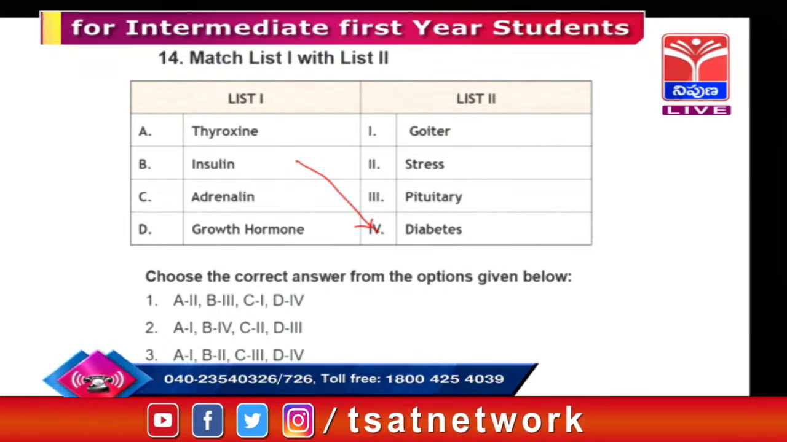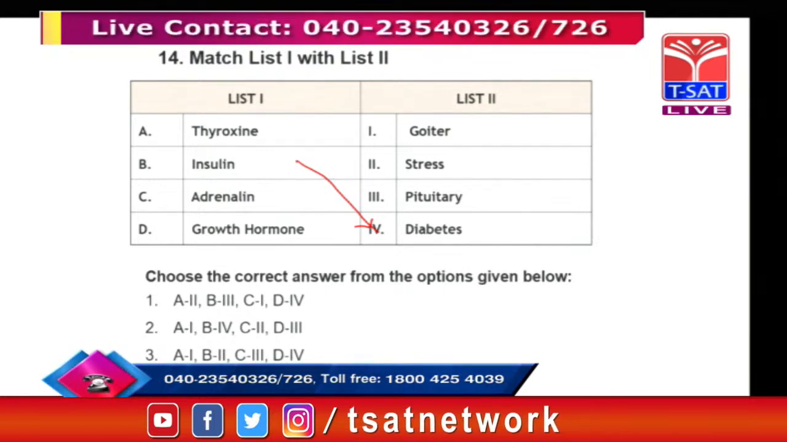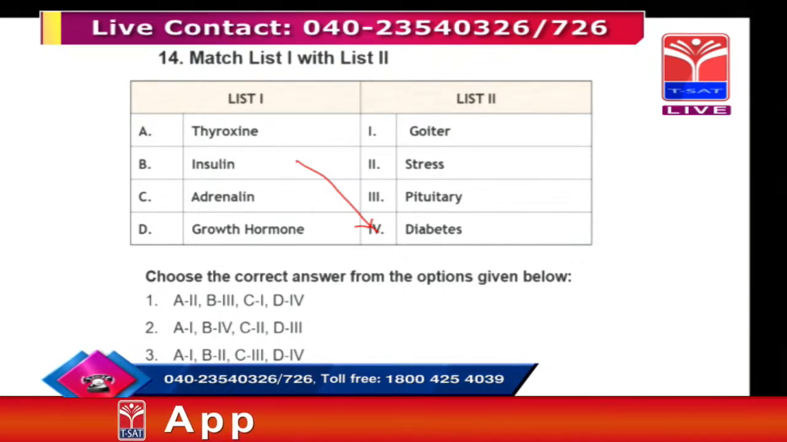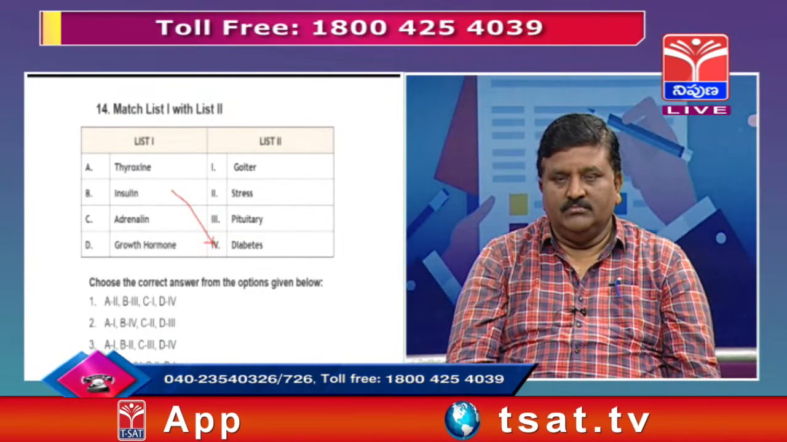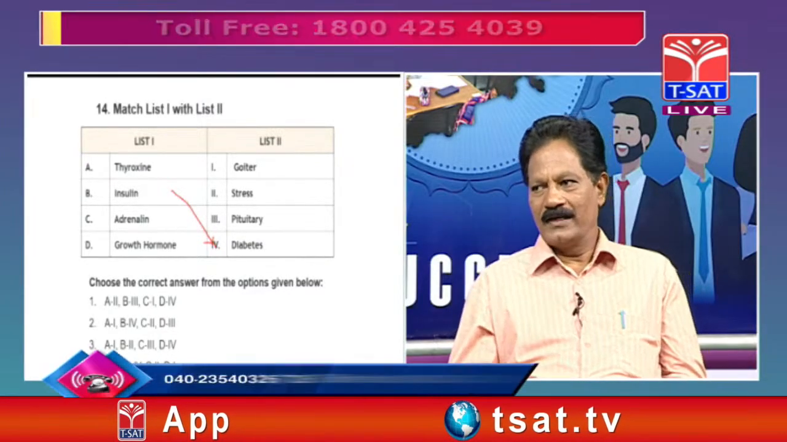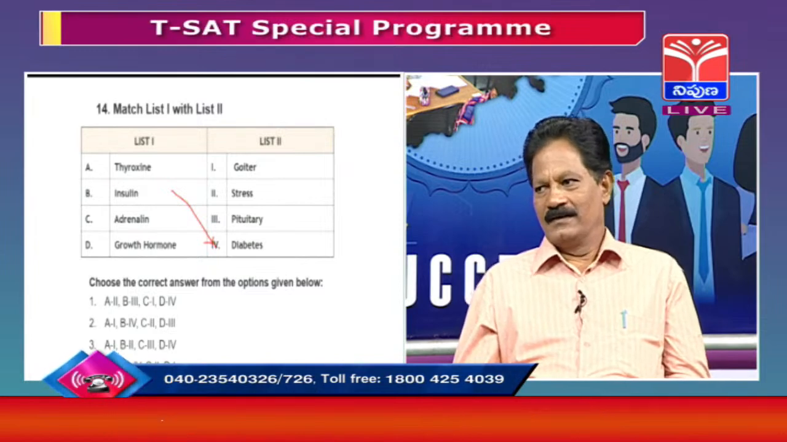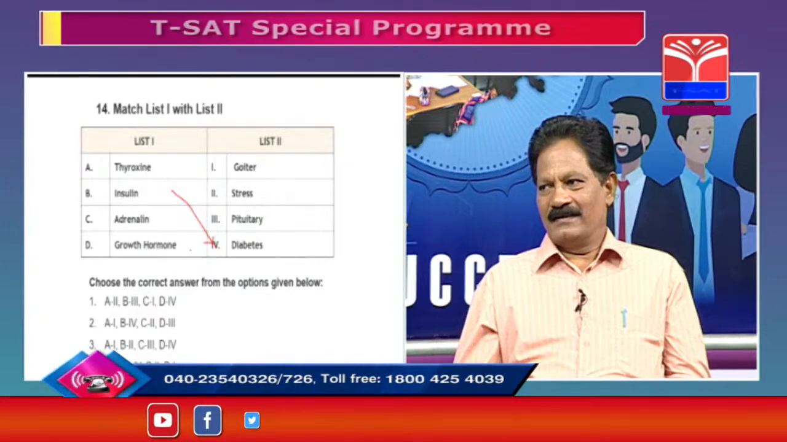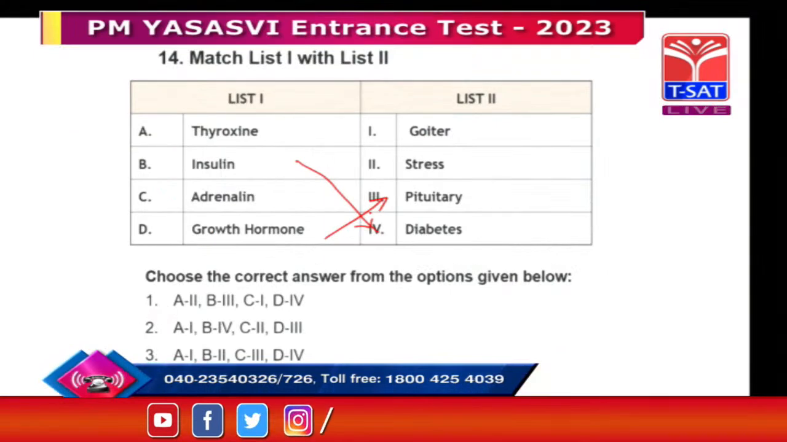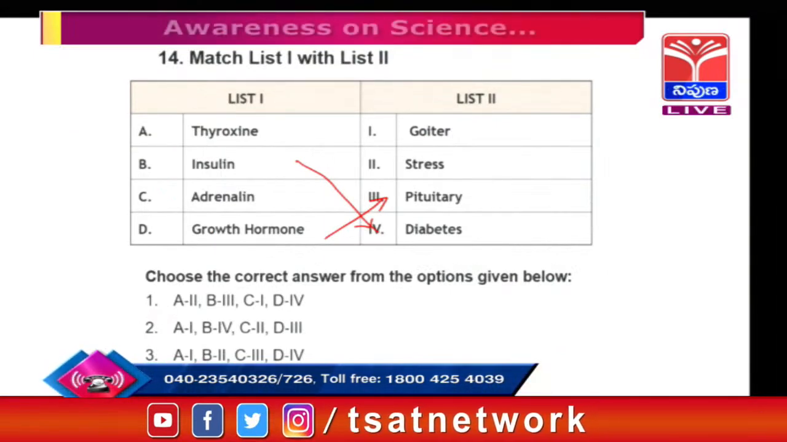Now go to growth hormone. Growth hormone is also called somatotrophin. It is secreted by the pituitary gland. Now you can match D3. So, growth hormone comes from the pituitary gland, so we can say D3. This is one way.